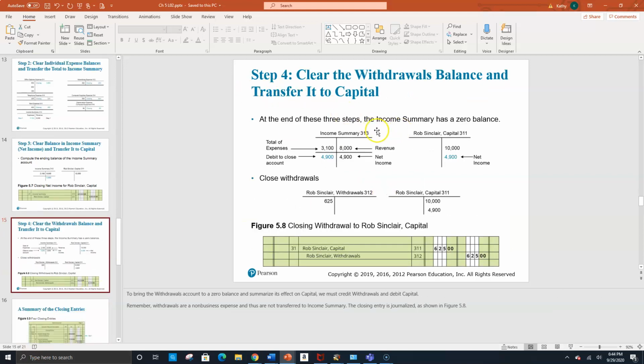Okay, at the end of the 3 steps, the income summary balance has to be zero because this is just a temporary account used for closing entries. So it'll have a zero balance if you did everything correctly. Now the next step, the last step, is to clear withdrawals. So you have a $625 balance. You want to credit $625 and debit capital $625.